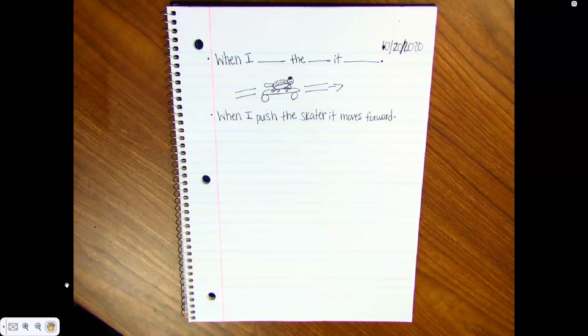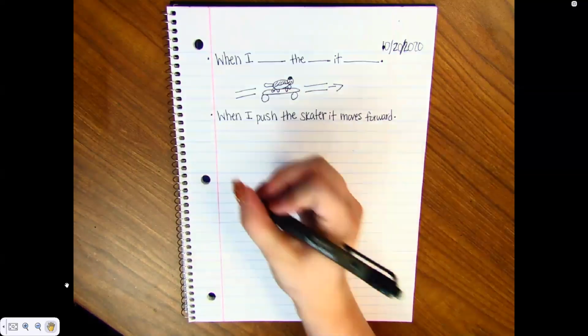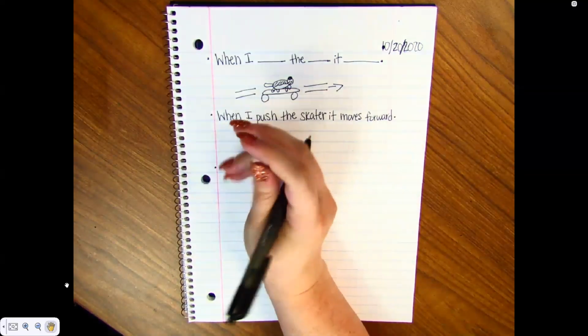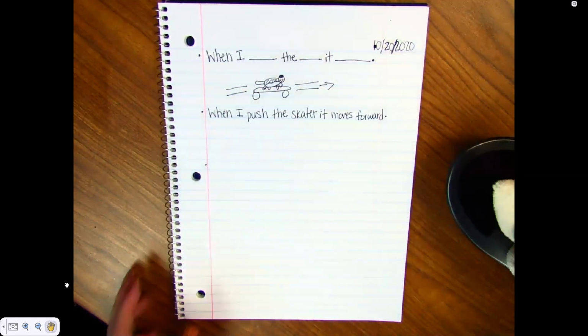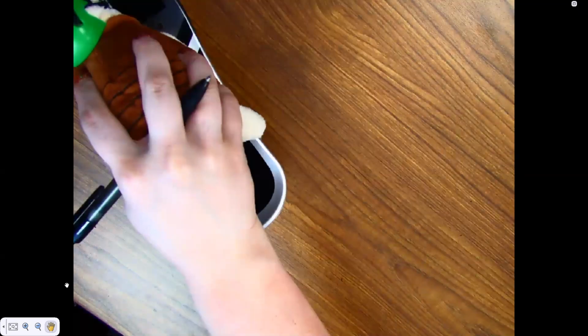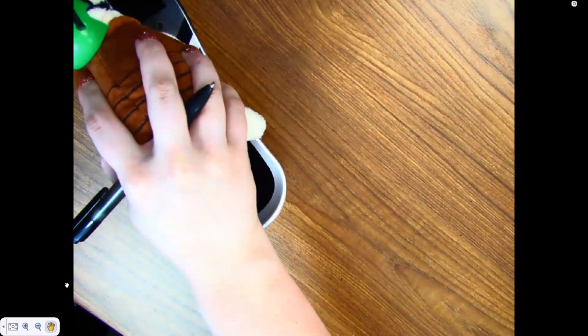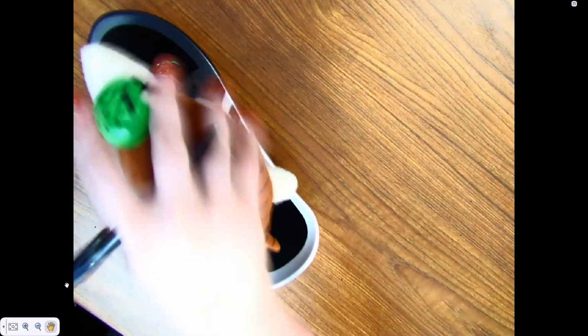So since I want to look at how can I make an object stop, I'm going to write my next sentence. If I want to make my little skater dude stop, if he's going, in order for him to stop, I have to grab him, right? I have to apply force. If he's going, I have to actually grab him and apply force.